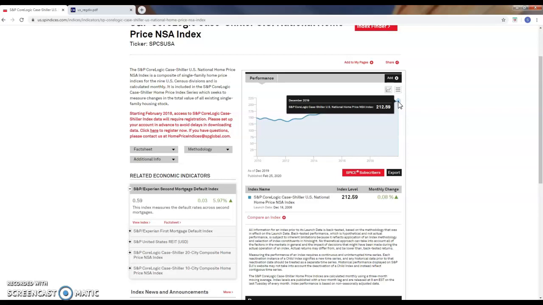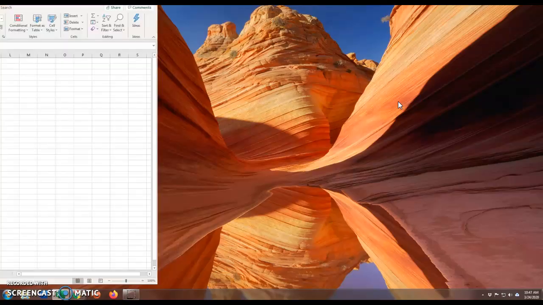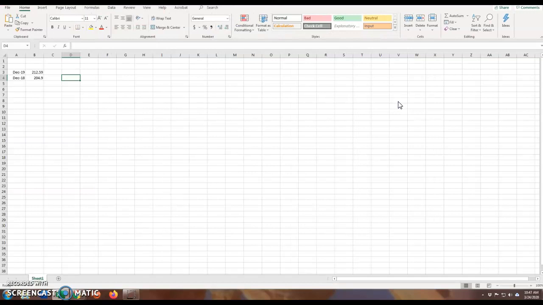Now, normally we're not comparing indexes. What we're normally doing is comparing years or even months outside of the base period. To do this, we're going to do a simple mathematical computation to find the percentage changes between two periods. For example, here I've got December 2019, the index was at 212.59. December 2018 was at 204.9.